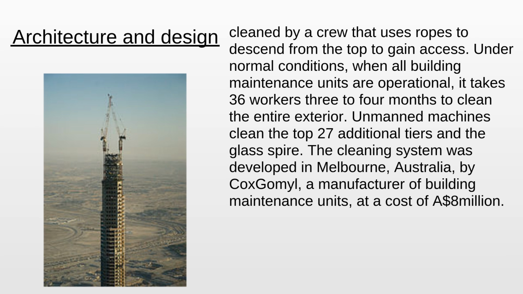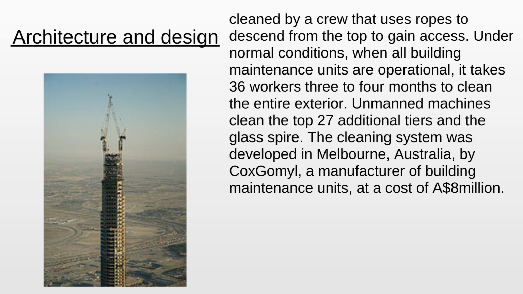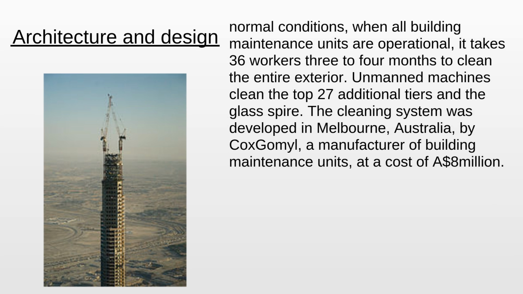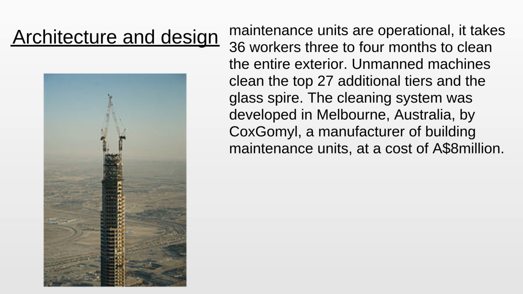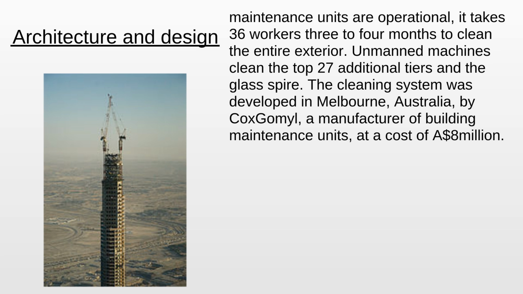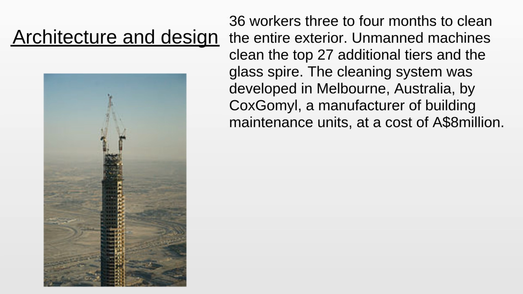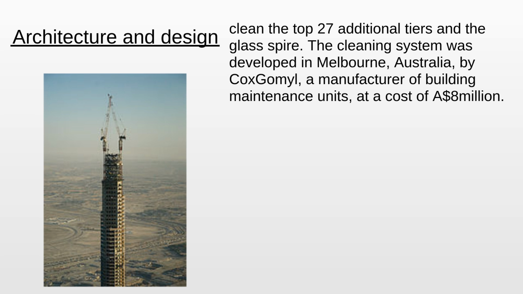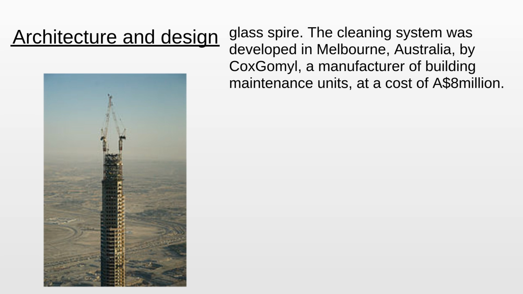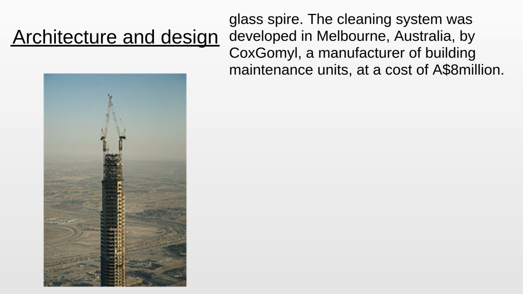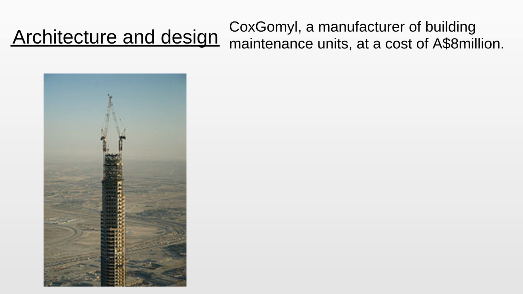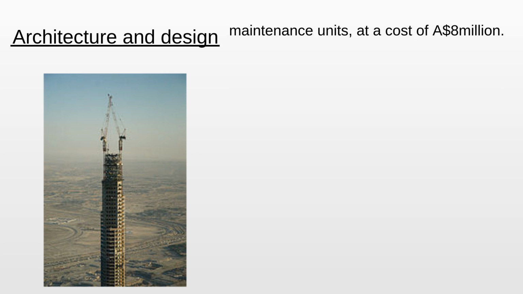The top of the building is cleaned by a crew that uses ropes to descend from the top to gain access. Under normal conditions, when all building maintenance units are operational, it takes 36 workers 3 to 4 months to clean the entire exterior. Unmanned machines clean the top 27 additional tiers and the glass spire. The cleaning system was developed in Melbourne, Australia, by Cox Sawmill, a manufacturer of building maintenance units, at a cost of $8 million Australian dollars.